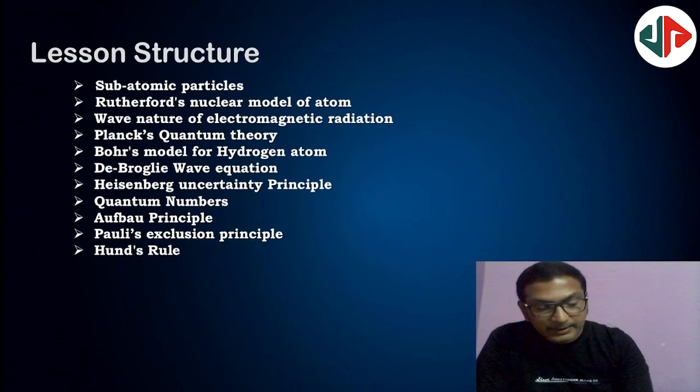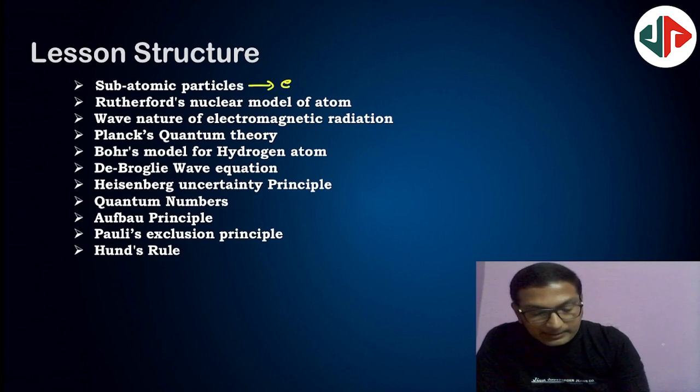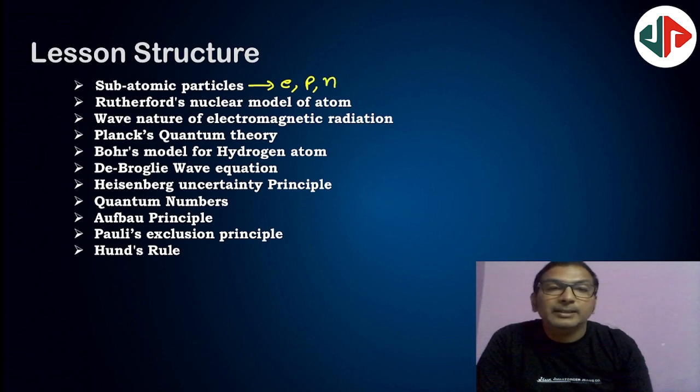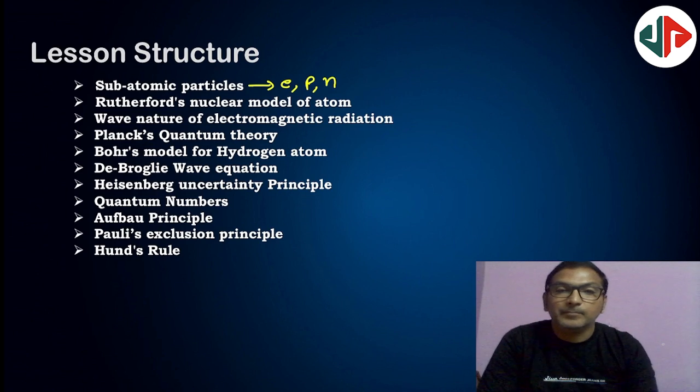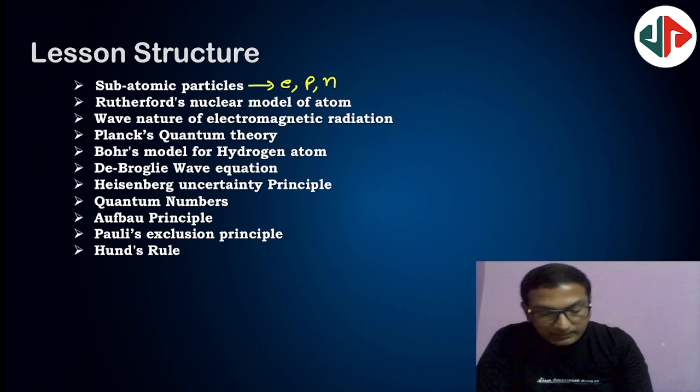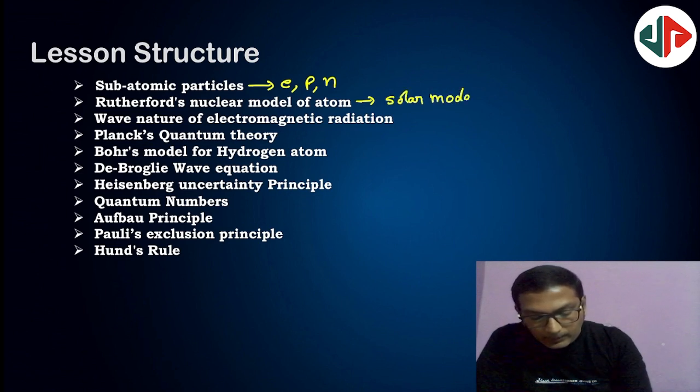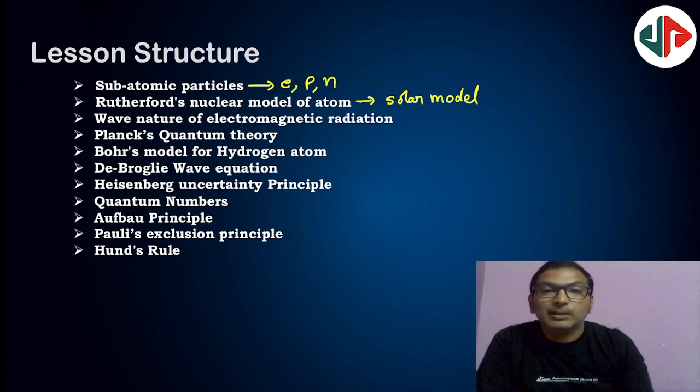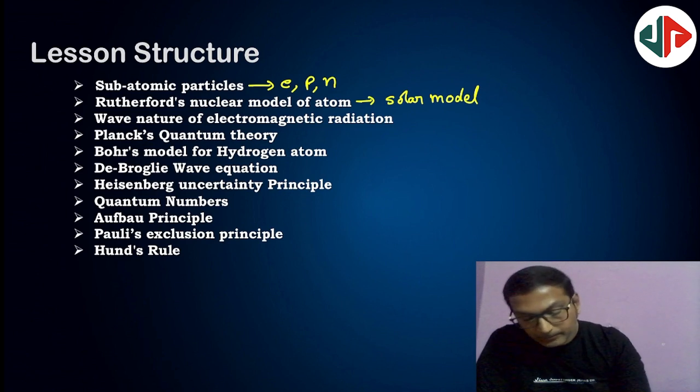Here these are the main subtopics of atomic structure. First subtopic is about subatomic particles. In this, we will discuss electrons, protons and neutrons. E is electron, P is proton, N is neutron. Next, Rutherford's nuclear model of atom, which is also known as solar model or planetary model.